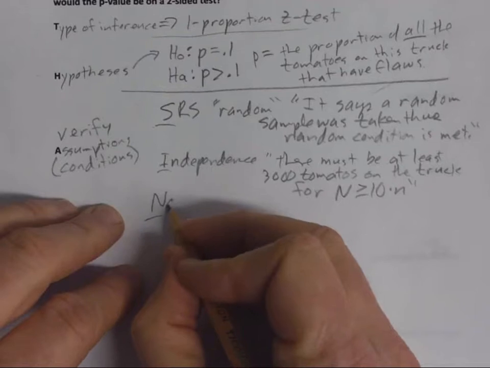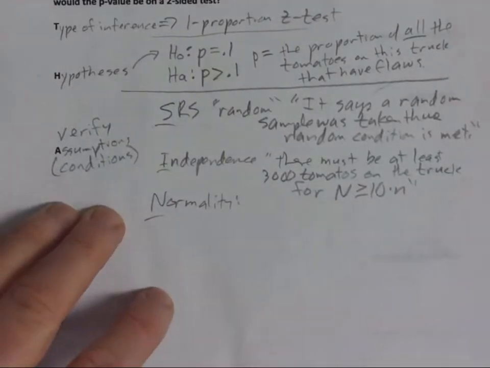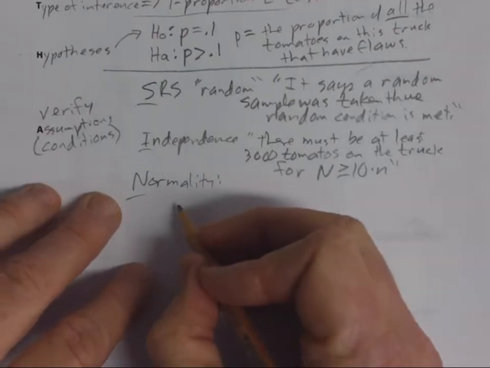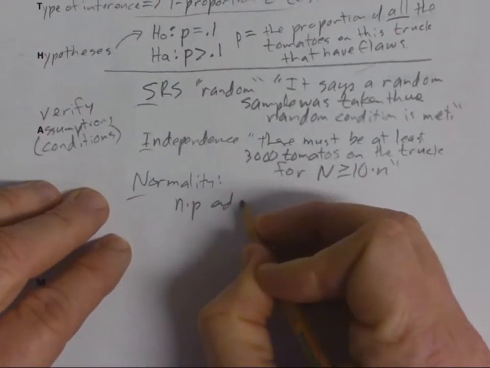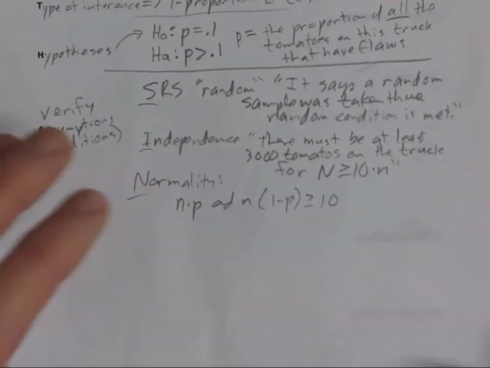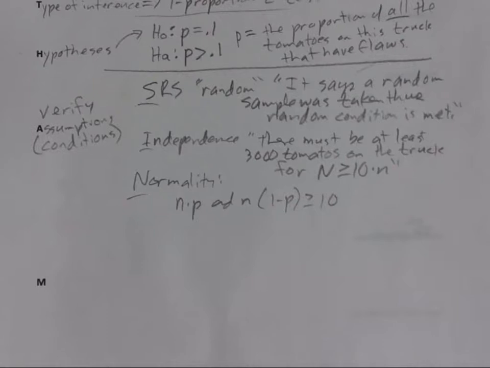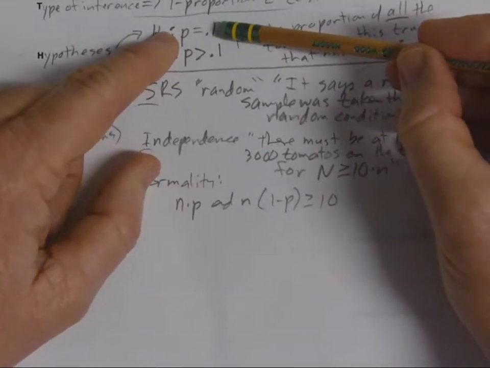And then lastly, normality, and this is really similar to last time, and really the last couple chapters. For a proportion, we would have n times p and n times 1 minus p greater than or equal to 10. Now, we're doing this whole hypothesis test with the logic of this: we're going to assume that the null hypothesis is true.